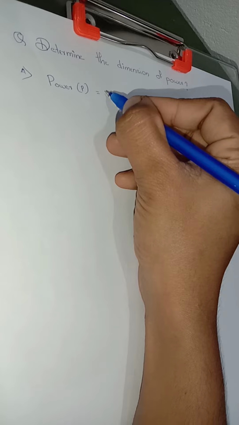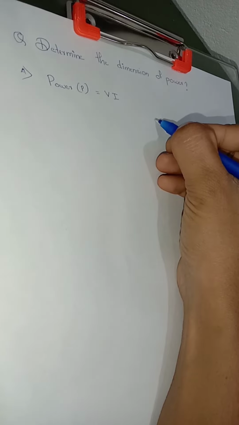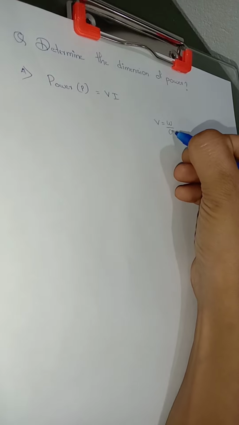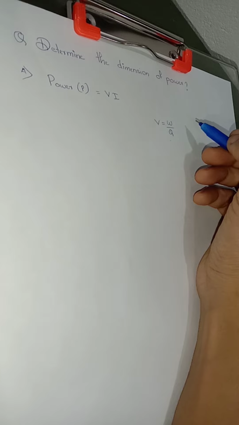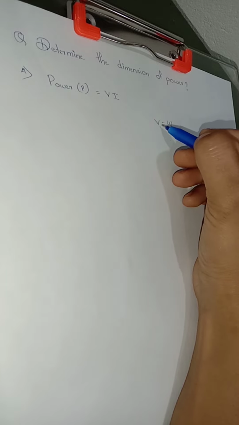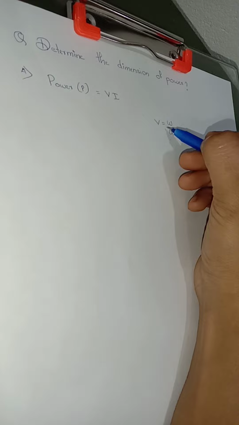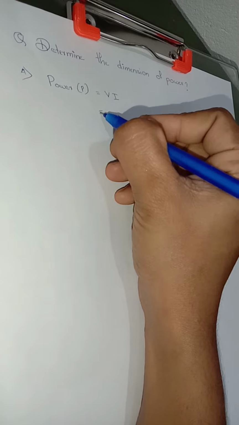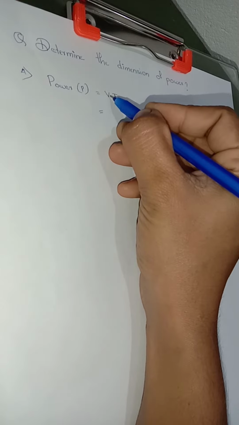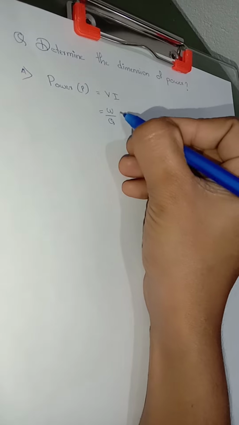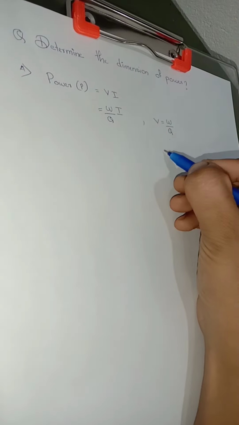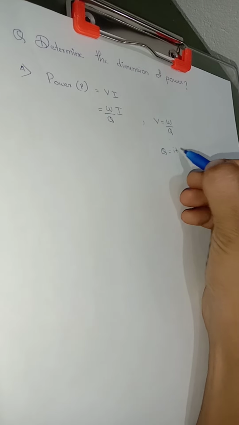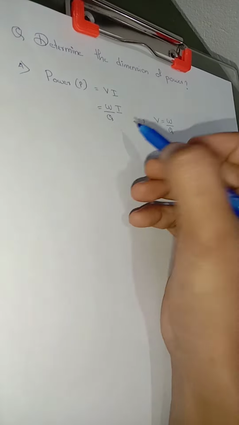Now we can write voltage. We know that the equation for voltage is equal to W by Q. So we know that the equation for voltage in terms of energy and charge, voltage is equal to energy by charge. So we are substituting this over here in the power equation. So instead of voltage V, we are writing W by Q into I. Now we know that Q, which is charge, in terms of current and time, Q is equal to I into T. So we are substituting for Q here.